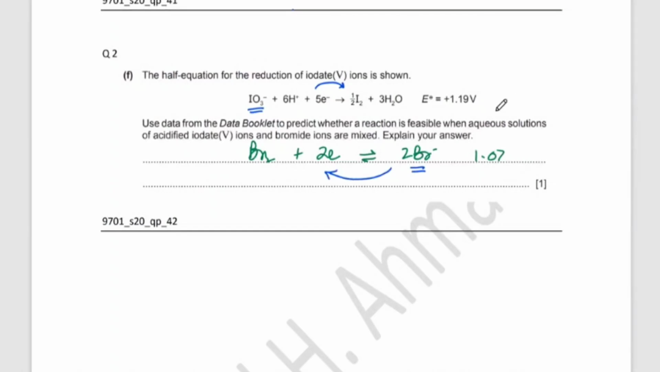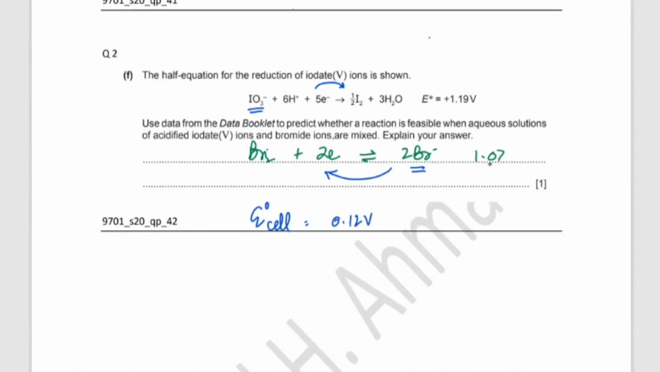So I'm going to follow its instructions: iodate(V) must have gained, bromide must have lost electrons. That's the only option. And now I'm going to try and figure out whether the reaction is feasible or not. So it's reduction potential minus oxidation potential. What do we get as the E naught cell? Okay, difference. So that's 0.12 volts. Yep. Okay, so that is feasible.